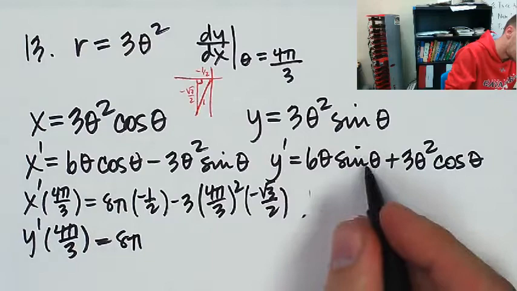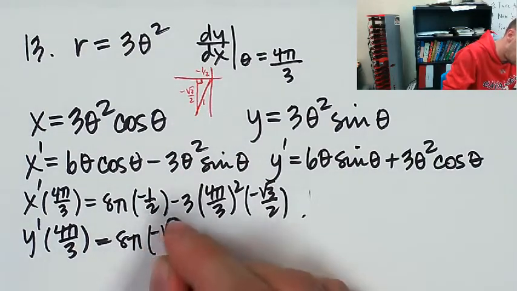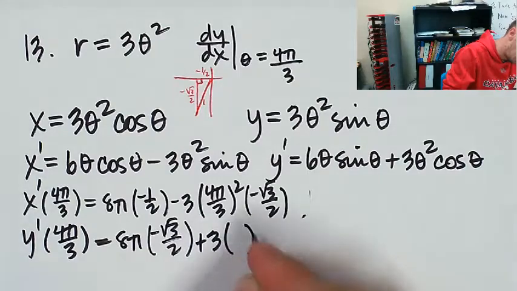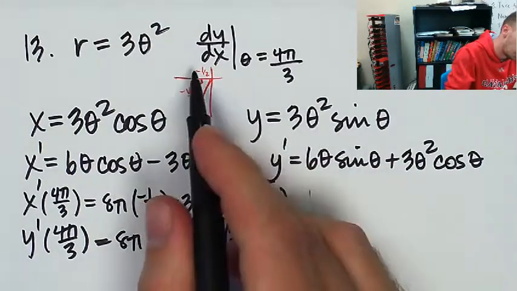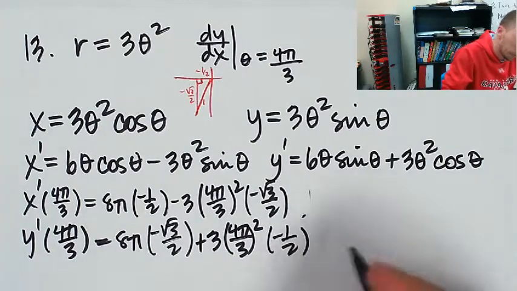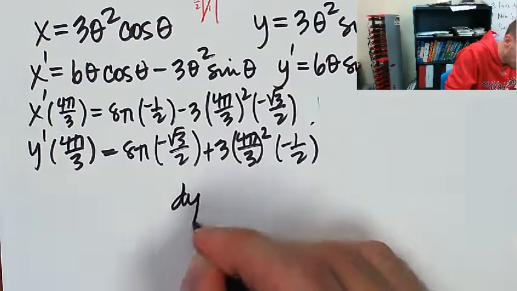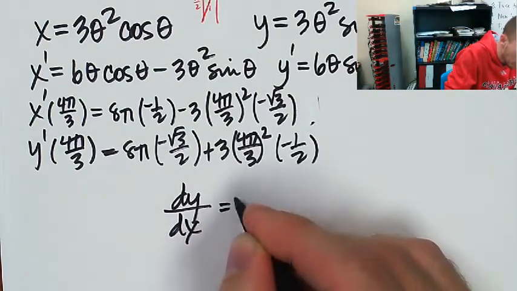Again, that's going to be 8 pi times sine theta was negative root 3 over 2 plus 3 theta squared times cosine theta was negative half. Okay, so, get ready for it. dy dx is y prime over x prime.